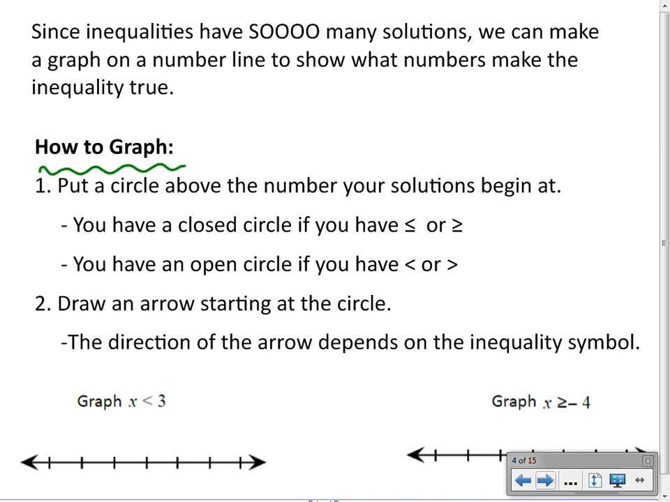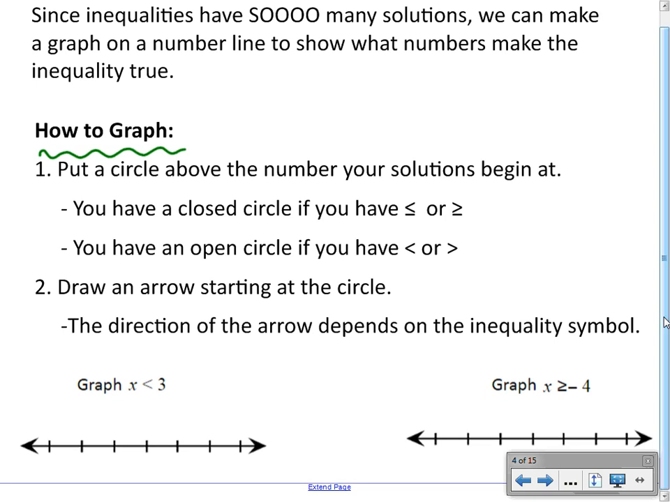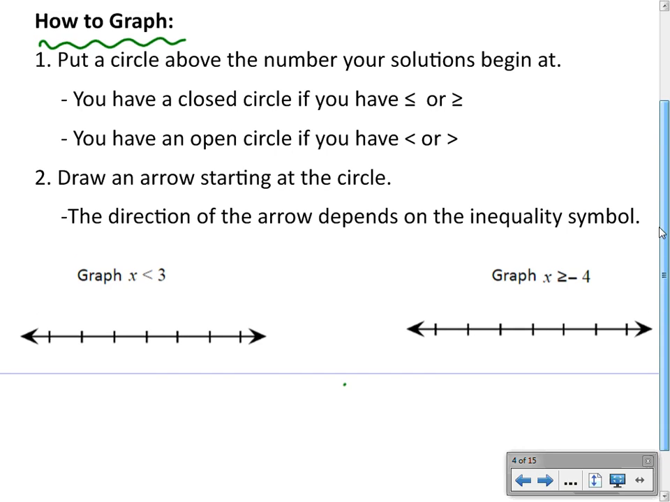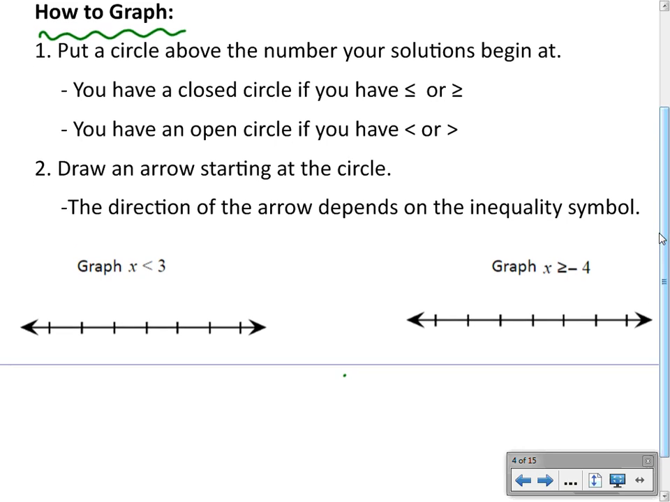Now, to actually graph, you've got some steps here. The first thing we're going to do is put a circle above the number that our solutions begin at. I'm going to work an example below while we go through these steps so we can make sense of it as we go. So if I have x is less than 3, first of all, I'm going to number my number line so that I know where 3 is. Typically, I'll put that number in the middle of my number line. So that's 3. As we move to the right on our number line, our numbers get bigger, and as we move to the left, our numbers get smaller. So here's our number line with 3 in the middle.